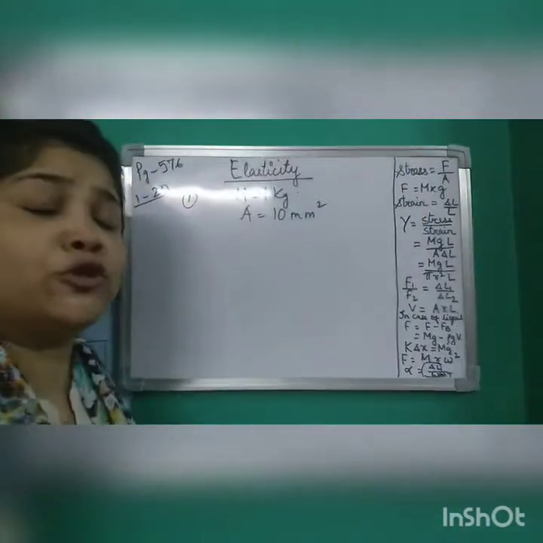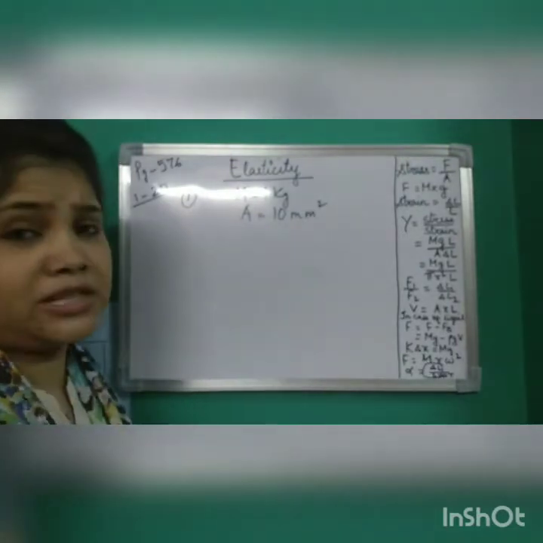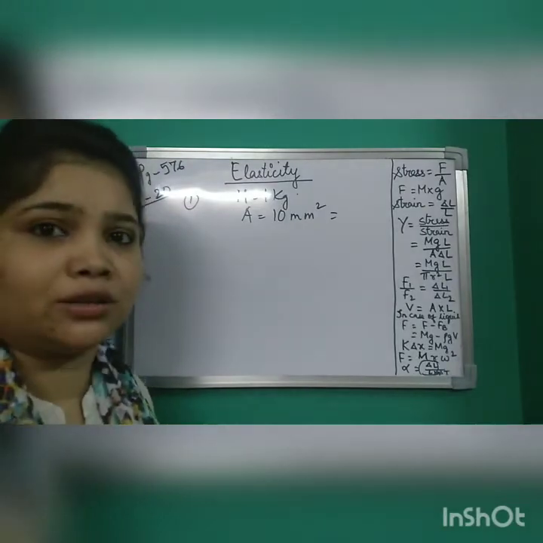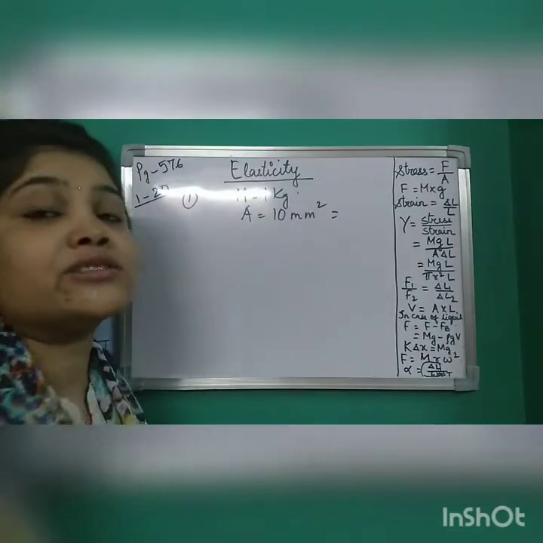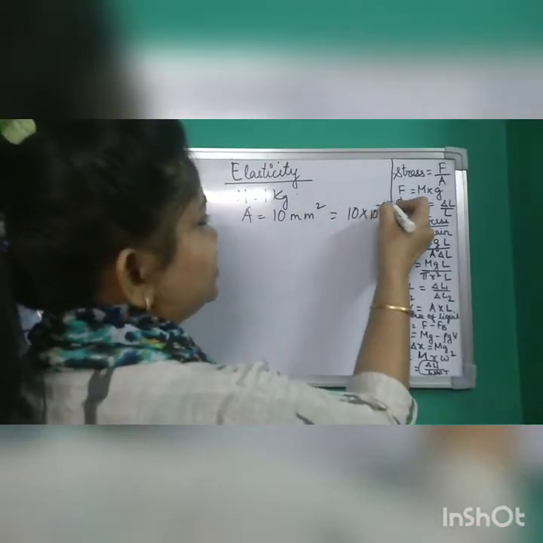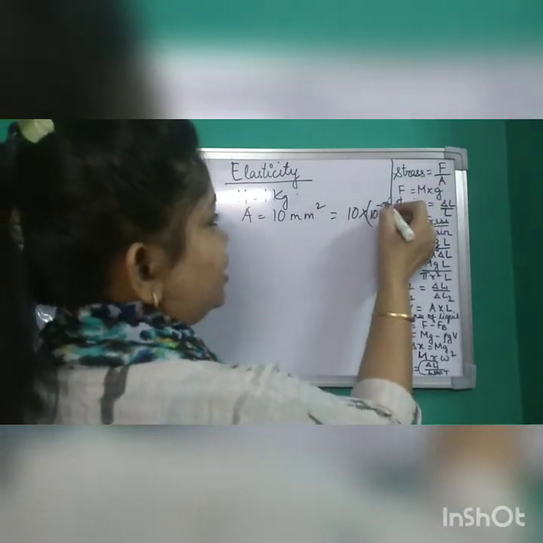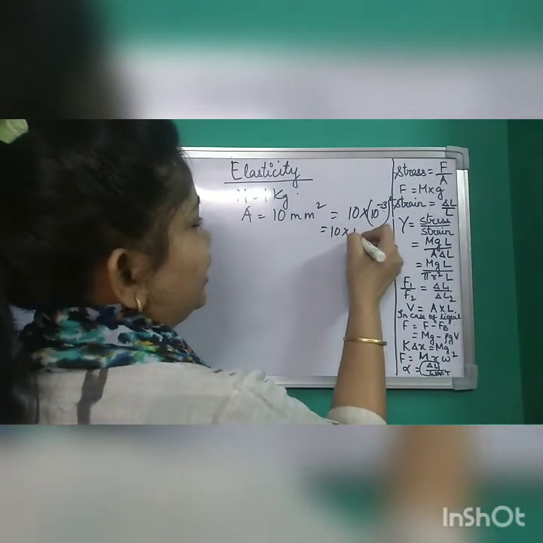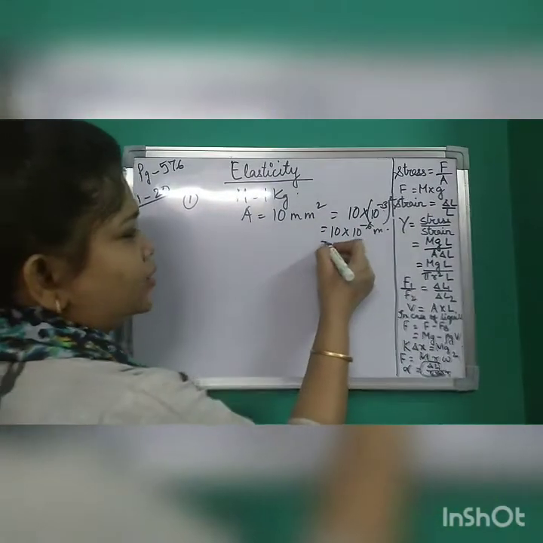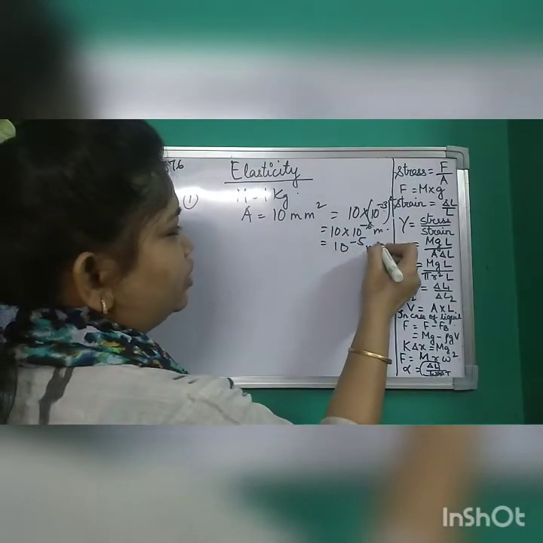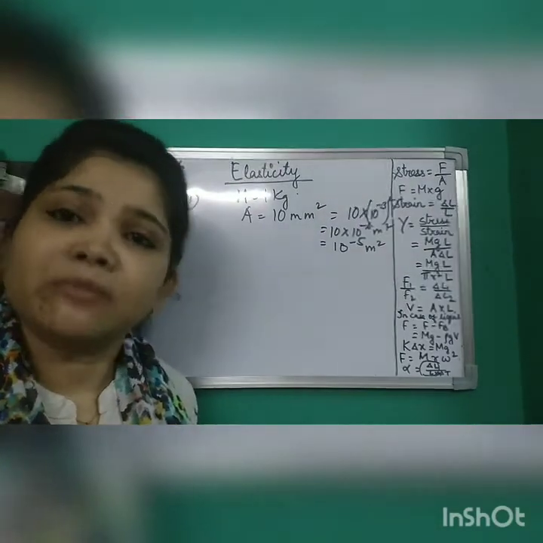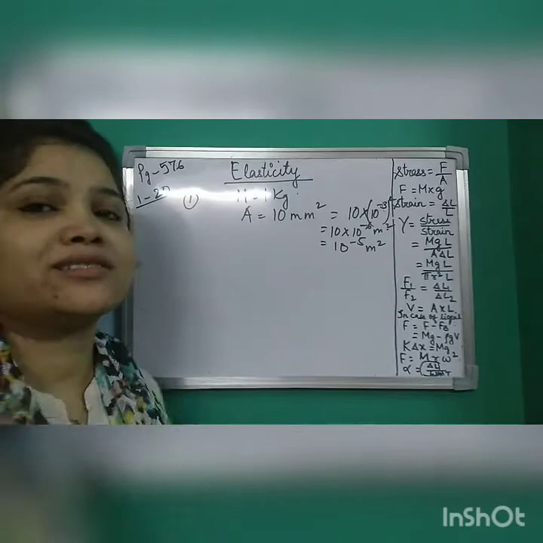As I have already told you before, whenever you are given millimeters, please convert it into standard units. Now you know 1 millimeter is 1 by 1000 meter. Look here, it is area, millimeter square. That means it will be 10 into 10 to the power of minus 3 whole square. So we get 10 into 10 to the power of minus 6 meter square, or you can solve it and make it 10 to the power minus 5 meter square. So we have converted millimeter square to meter square. Always remember 1 millimeter is 10 to the power of minus 3 meter, so millimeter square will be 10 to the power of minus 6 meter square.